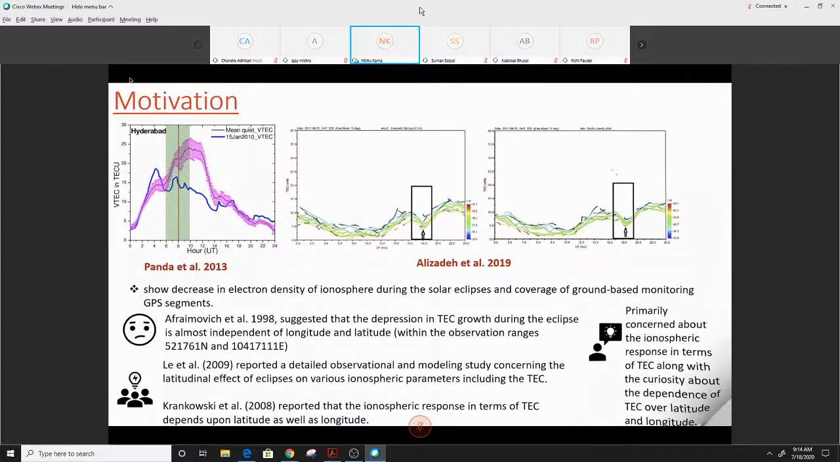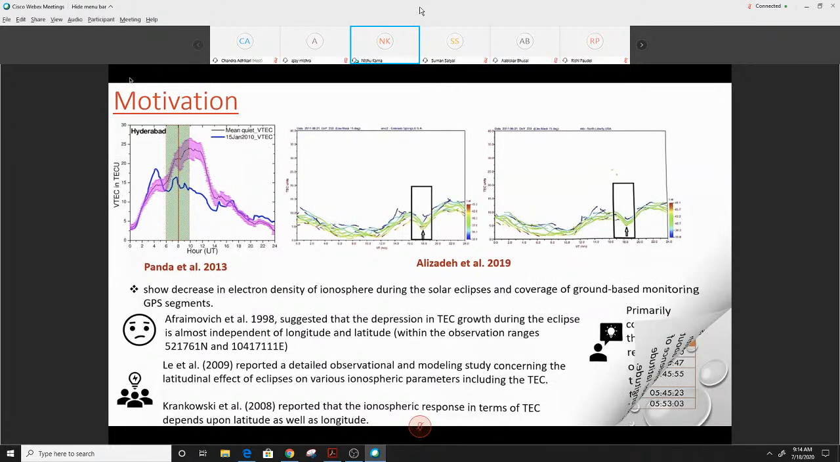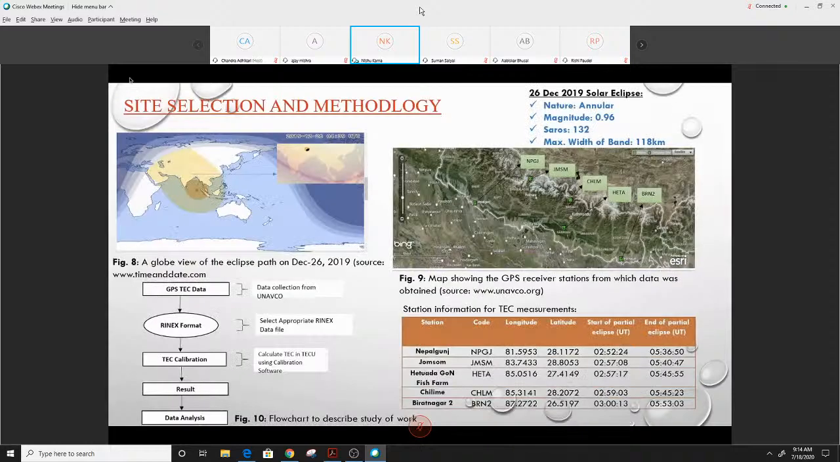Regarding the data and methodology, on 26 December 2019, an annular solar eclipse having a magnitude of 0.96 occurred, and it lasted for 3 minutes and 40 seconds at the point of maximum eclipse. A globe view can be seen in figure 8 as well. In the context of Nepal, only a partial eclipse was visible. We then used GPS to observe the TEC data over 5 different stations of Nepal, which can be seen in figure 9, and more detailed information about these stations can be obtained from the table.